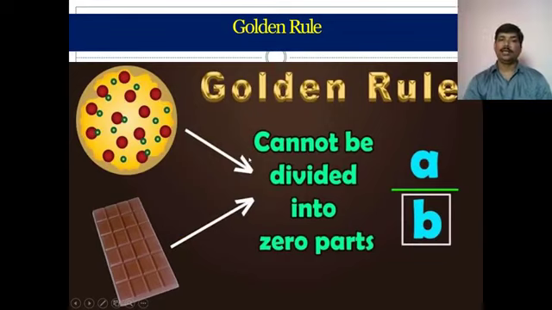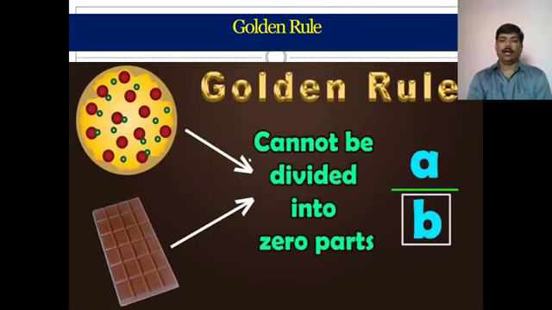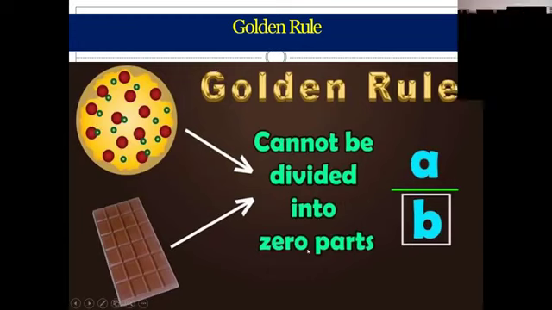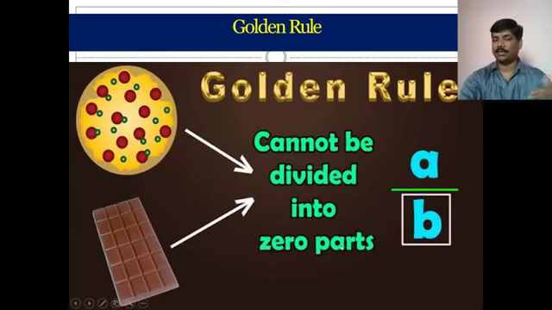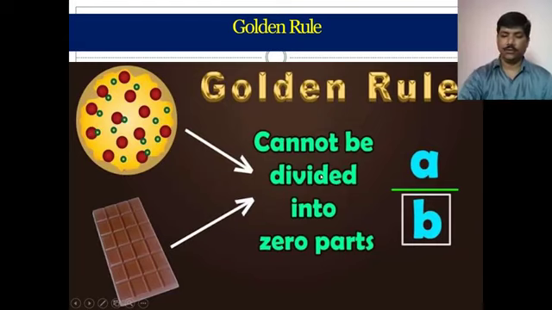Next, there is a rule related to fractions that is known as the golden rule. What is the golden rule? The golden rule is that the whole cannot be divided into 0 parts. As I already told you, the whole cannot be divided into 0 parts. So it is clear; it is known as the golden rule.